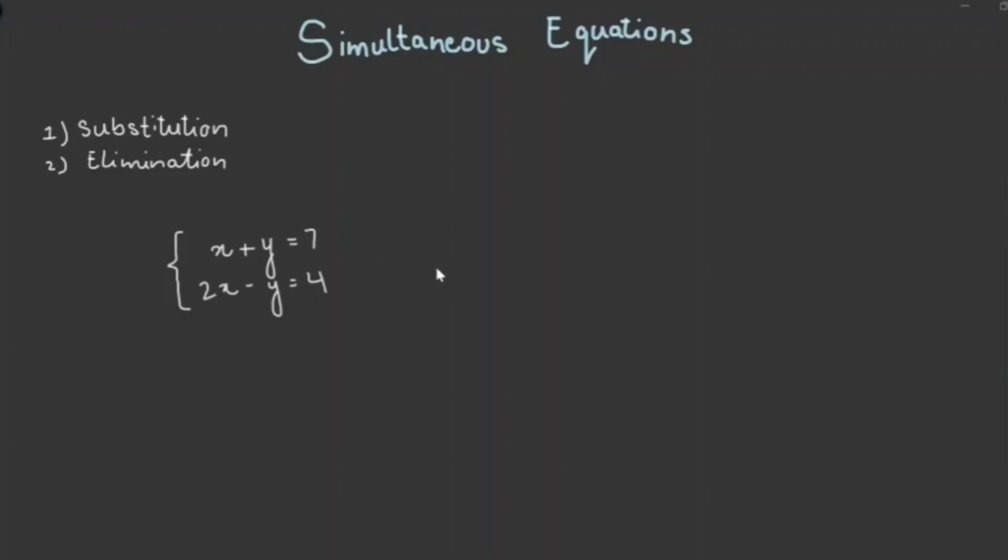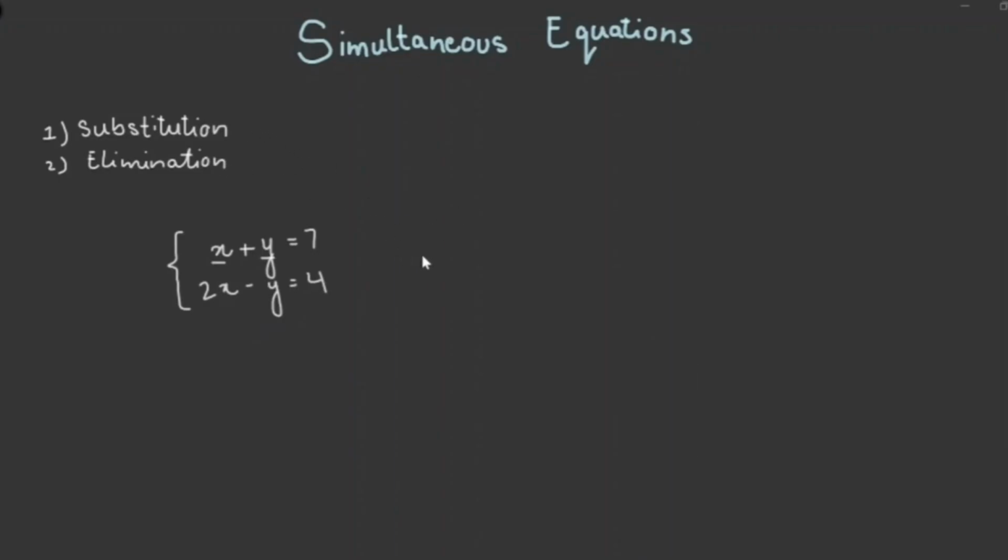Hi guys, today we will see how to solve simultaneous equations. I will teach you how to solve equations which have two variables. So how we need to solve them is that we need to get a value of x and y which would satisfy both these equations. And I will cover two methods. First is by substitution and second is by elimination.